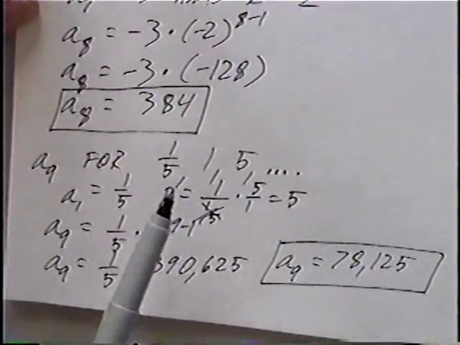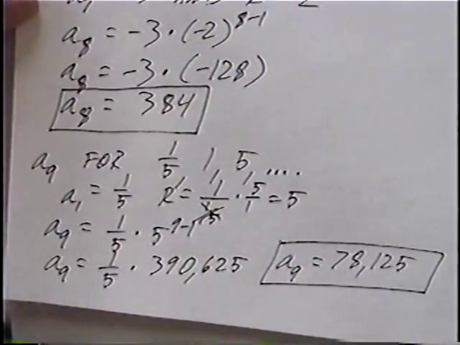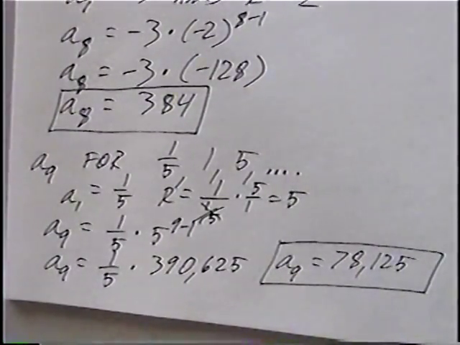Again, starting with the sequence 1/5, 1, 5, multiplying by 5 each time, the ninth number would be 78,125.